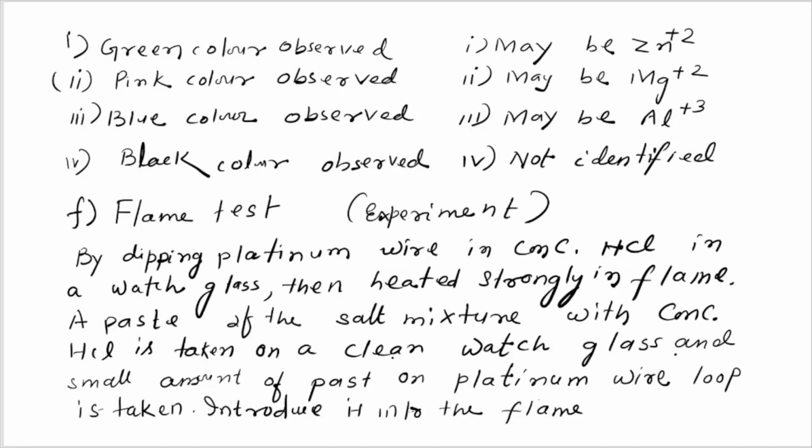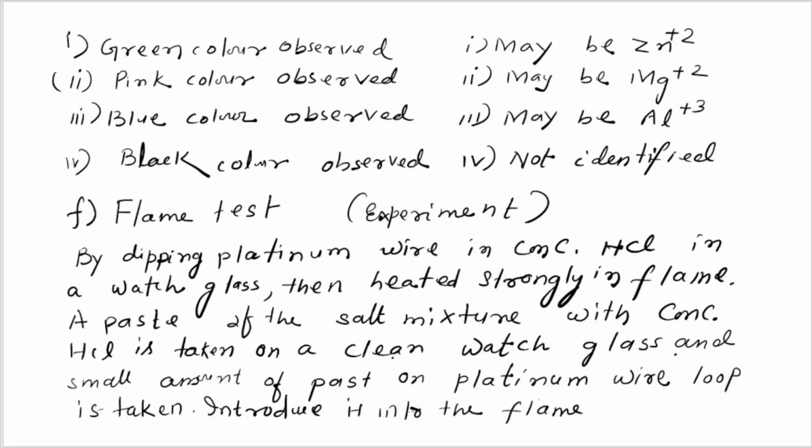Here you take that on the watch glass and a small amount of paste on the platinum wire loop. That means you will take platinum wire and a watch glass. In the watch glass you will take salt and a few drops, 1 drop, 2 drops of concentrated hydrochloric acid. Then paste will form and touch the platinum wire loop. Loop means the outer side of the platinum wire is dipped and shown to the flame.